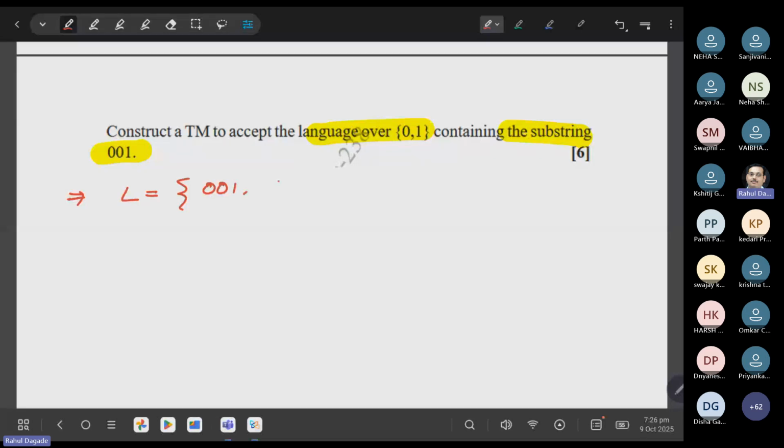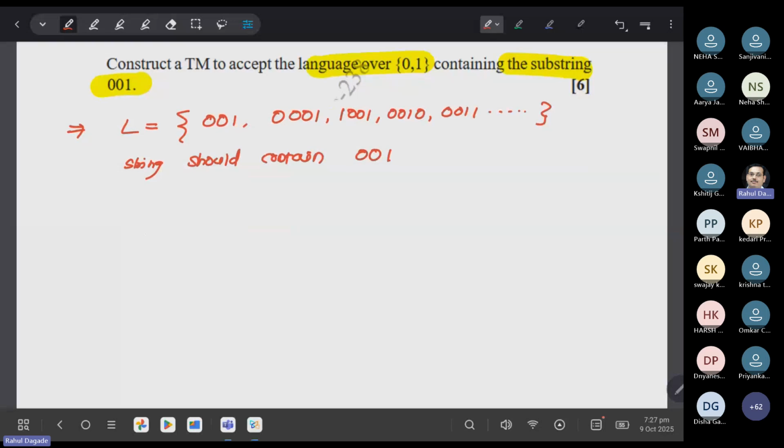Other strings are 0001, 1001, 0010, 0011, and so on. So this is the language that it should contain. The string should contain 001. So we can draw its finite automata.